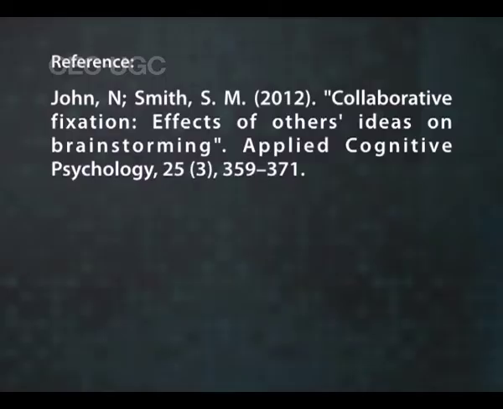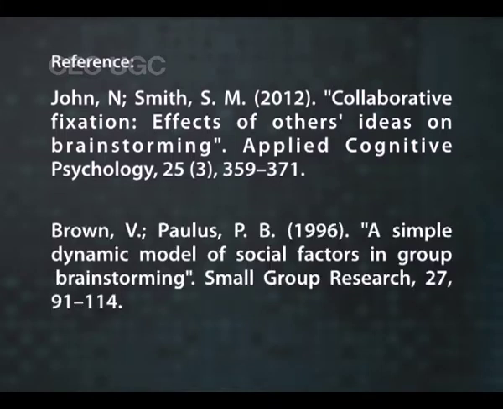Here are some books for your further reference. Collaborative Fixation, Effects of Others' Ideas on Brainstorming by N. John and S. M. Smith from the journal Applied Cognitive Psychology 2012. A simple dynamic model of social factors in group brainstorming by V. Brown and P. B. Paulus from the journal Small Group Research 1996.